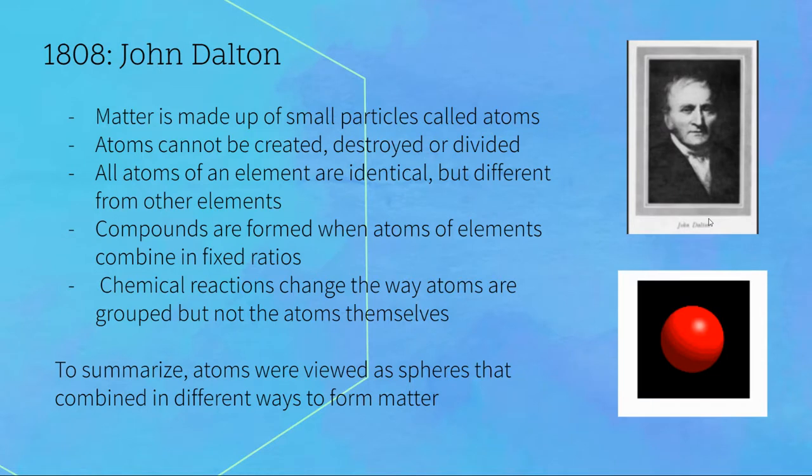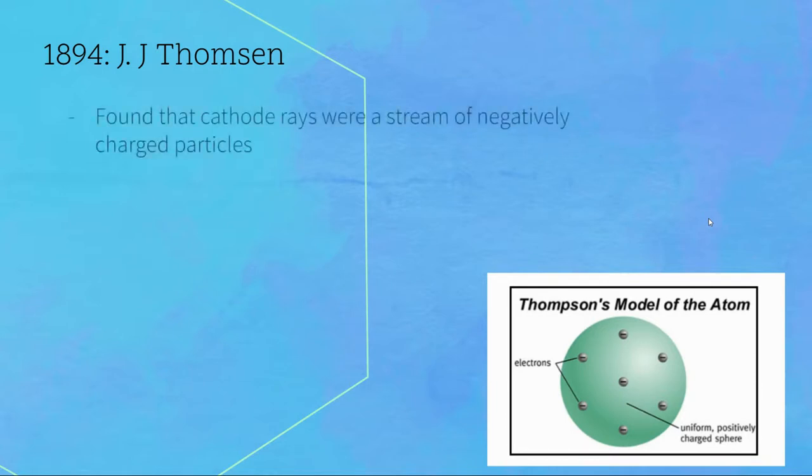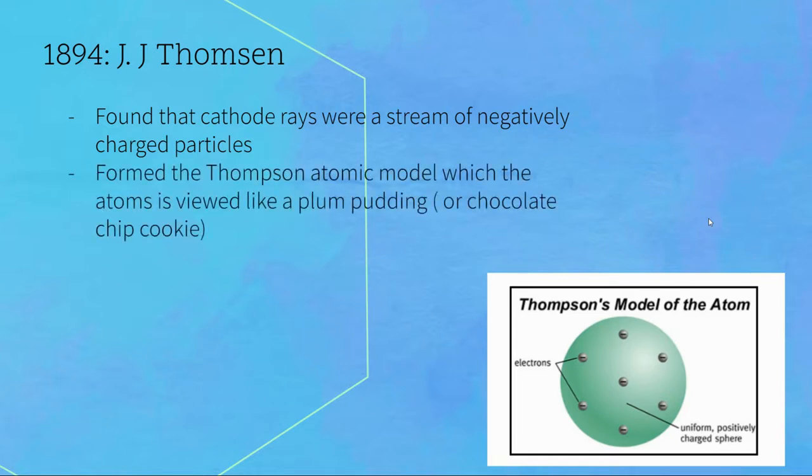So Dalton was kind of the reigning theory for a very long time until 1894, when J.J. Thomson, which I spelled his name wrong, found cathode rays. So he didn't find cathode rays. He took cathode rays and shot them and kind of figured out, hey, I think there's this kind of negatively charged particle in amongst these spheres. So he formed the atomic model, which we would call the plum pudding model.